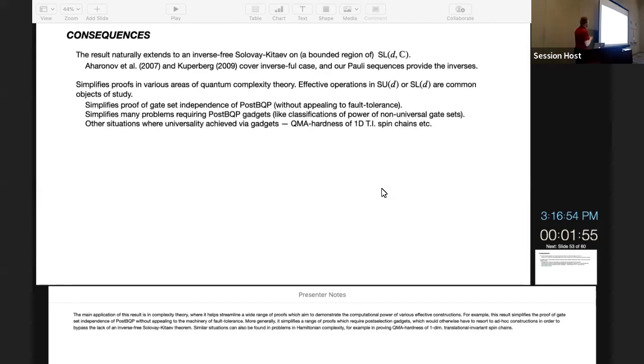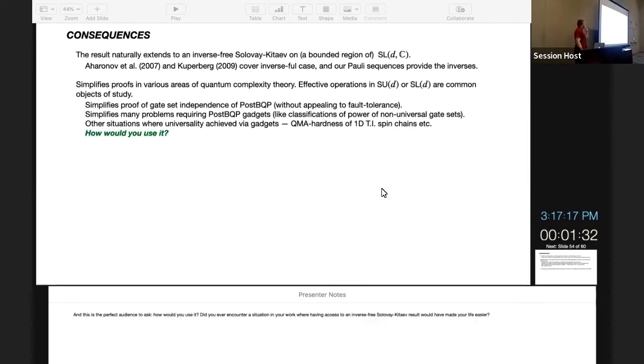There are all kinds of constructions involving gadgets, and we'd like to prove how powerful these gadgets are. There's no guarantee that these gadgets will be inverse closed, and there's a lot of work in avoiding that. This could streamline the whole series of constructions in post-QIP and quantum complexity as well.